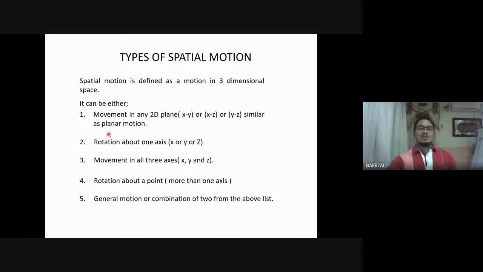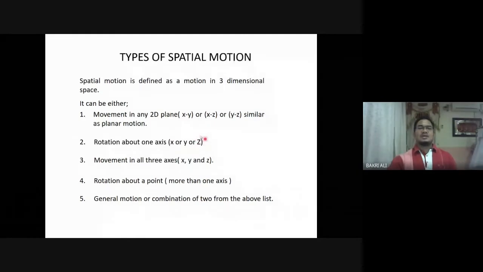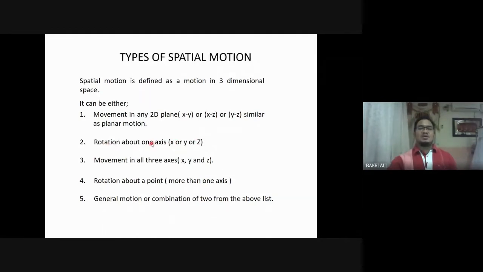And rotation can rotate about only one axis at a time, X, Y, or Z, also similar to planar motion. But for planar motion, the rotation axis is only Z. As long as it rotates about only one axis, it is similar to 2D motion. It can also move in all three axes, X, Y, and Z, so the components of position, acceleration, and velocity can be in I, J, and K components.